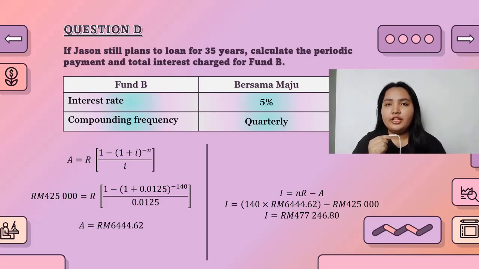To find the total interest, use the formula N multiply R minus A. Enter the values of N, R and A, the same as in the question for periodic payment. So, the answer is 477,246 ringgit and 80 cents.